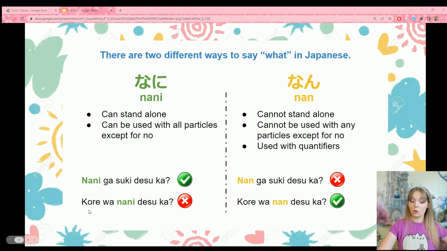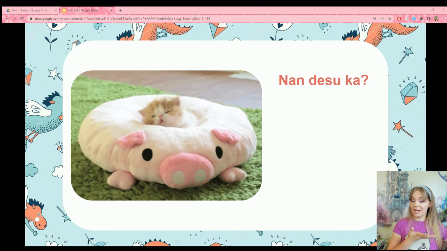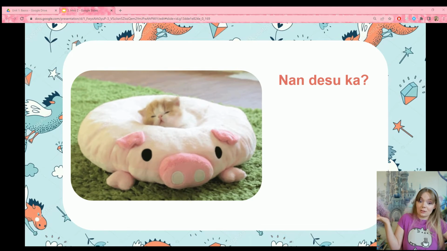Then here we have kore wa nani desu ka. We can't do that either. Generally speaking, nani is at the beginning of the sentence and nan is at the end of the sentence. So instead, we have to say kore wa nan desu ka? This thing, what is it? So the sentence nan desu ka is a pretty common way to say, what is it? So looking at this picture, nan desu ka?